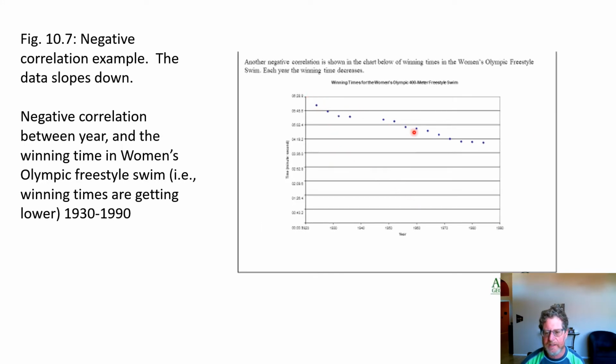Here we have a correlation between two variables, but it's a negative correlation. Okay, the number is going down. And what are we plotting? We're plotting the winning time in the women's freestyle swim in the Olympics. So this is going back to 1930 to 1990. So women are swimming faster, so the winning time is getting lower. So there's a negative correlation over time. And so women are swimming at a lower finishing time. They're swimming faster.